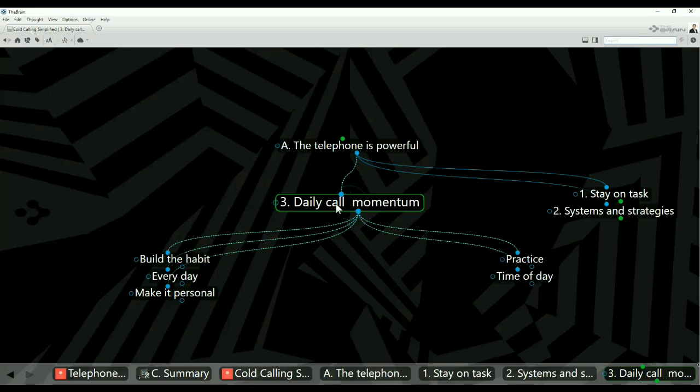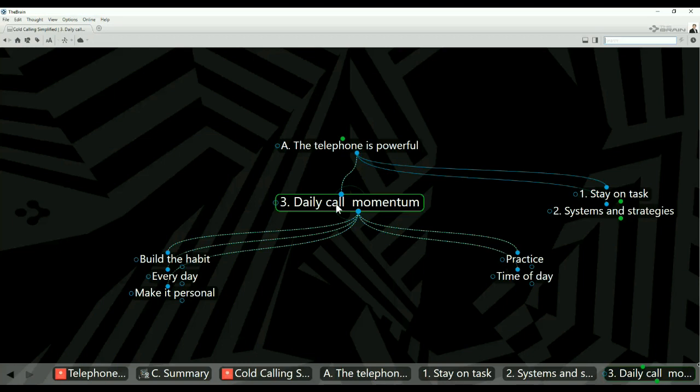Another point here is practice. Now, as with everything, practice improves results. And in call momentum, that's something you should start at the very beginning of your career. Practice your outbound calls. Do it every day. Make sure that you can talk freely, comfortably, and conversationally with the people that you're connecting with.